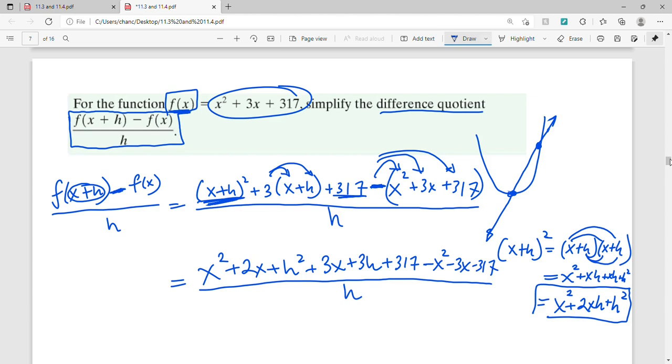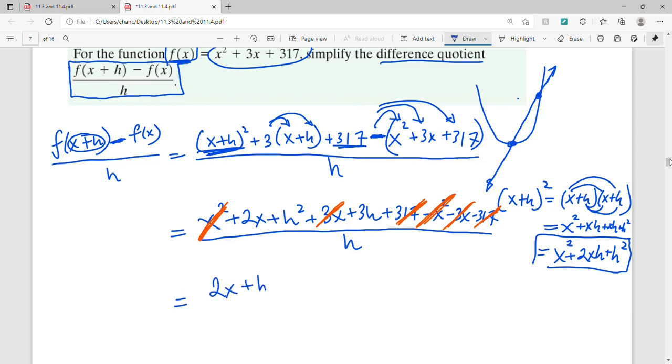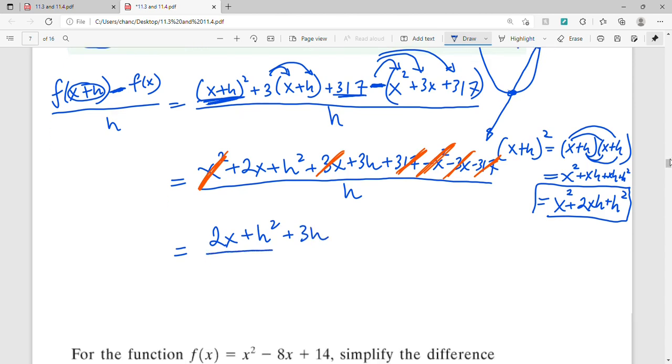Now this looks complicated, but a lot of things cancel out. We have the x squareds cancel out. The 3x and the negative 3x cancel out. The 317 and the negative 317 cancel out. What is left over? We have left over a 2x. An h squared is left over. A 3h is left over on the top. And that's it for the top. On the bottom we have an h.